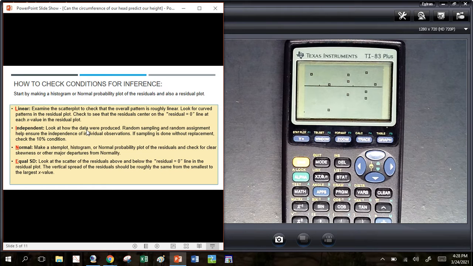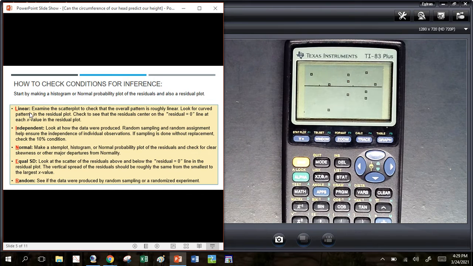So therefore, we can kind of assume here that we have equal standard deviations. And then the last one you want to look at is random. Was the data obtained in a random way, or did I allocate subjects to groups for an experiment in a random fashion? In this case, we did pick kids randomly, so therefore we've met all these conditions.